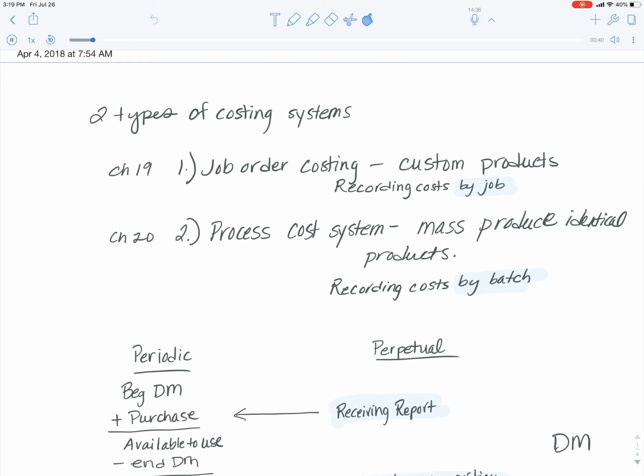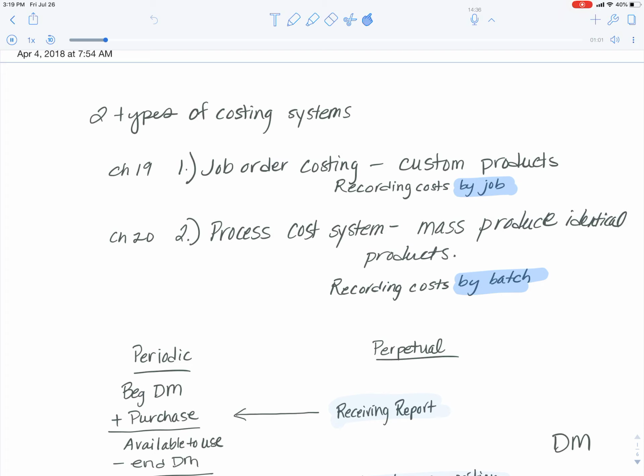And then you will do the same before you watch the chapter 20 lecture for process costing. So the key thing to keep in mind as we're going through chapter 19 is that we're going to be recording the costs for our products by job in this chapter. And then when we move on to chapter 20, we're going to be recording our costs by batch. So those are the two major distinctions.